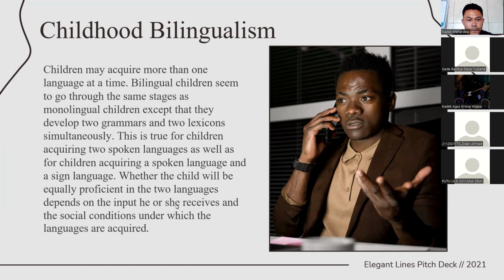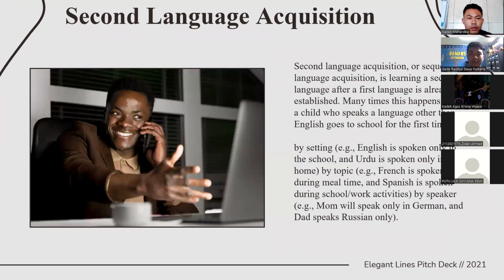Second language acquisition, or sequential language acquisition, is learning a second language after a first language is already established. Many times this happens when a child who speaks a language other than English goes to school for the first time. For example, by setting, English is spoken only in the school and Urdu is spoken only in the home. By topic, French is spoken only during mealtime and Spanish is spoken during school or work activities. By speaker, mom will speak only German and dad will speak only Russian.